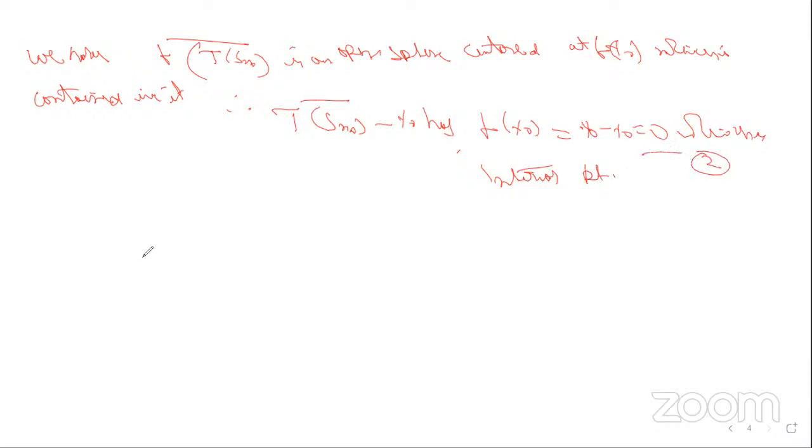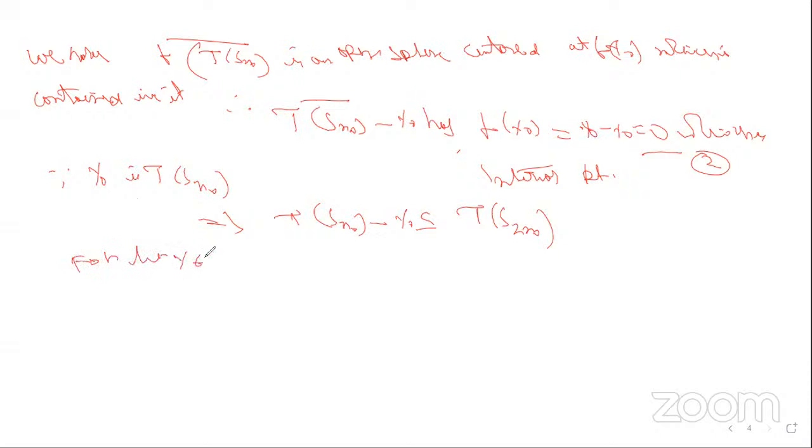Consider, since Y naught is in T of Sn naught, that means T of Sn naught minus Y naught is a subset of or equal to T of S2n naught. So let Y belong to T of Sn naught.